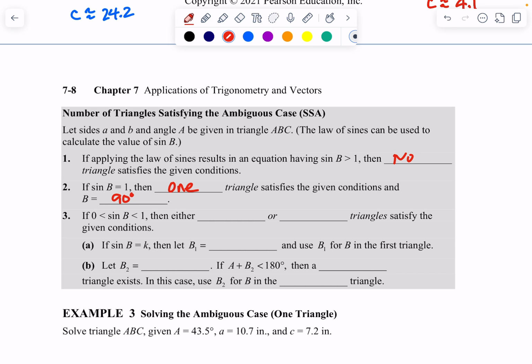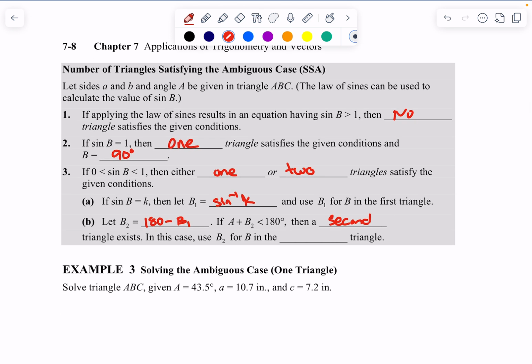If 0 is less than the sine of B, less than 1, then either 1 or 2 triangles satisfy the conditions. If the sine of B equals K, then let B sub 1 equal the inverse sine of K, and use B1 for the first triangle. We'll let B2 be 180 minus B1, and if the A that we're given plus B2 is less than 180, then a second triangle exists. In that case, we use B2 for B in the second triangle.